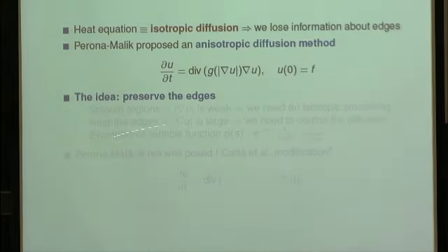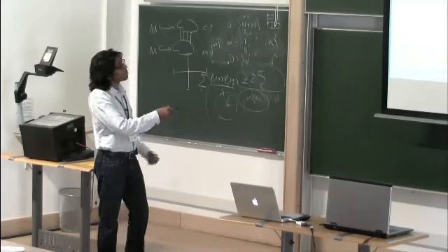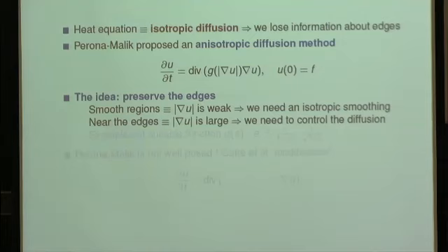So, Perona and Malik proposed this anisotropic diffusion method, where they introduced this function g, which is basically a diffusion controlling function. The idea here is to preserve the edges. That means if you have smooth regions, where the gradient is weak, you need isotropic diffusion, and if you have prominent edges, where the gradient is large, we need to control the diffusion. An example of a function that does that is something like e to the power minus something, any function that starts with 1 and goes to 0.